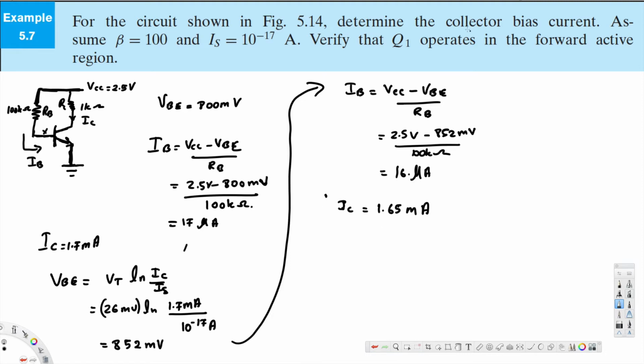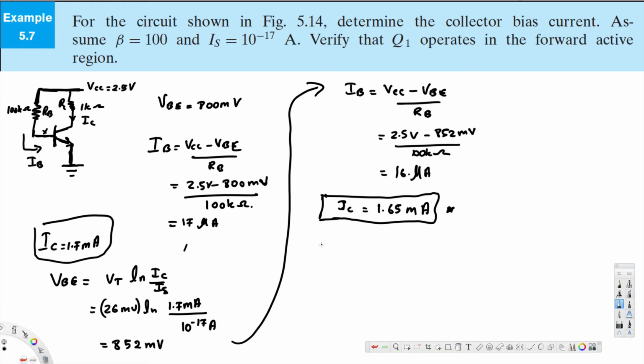The question is asking for the collector bias current, that is IC. This one is accurate enough, because it is closer to the previous one. The previous one is 1.7 milliampere, and this one is also close to that, so this is the accurate answer. Now we have to prove whether this is in the active region or saturation region.